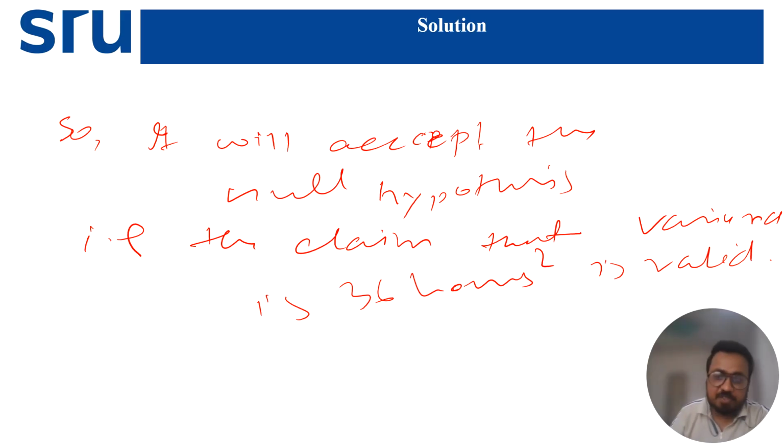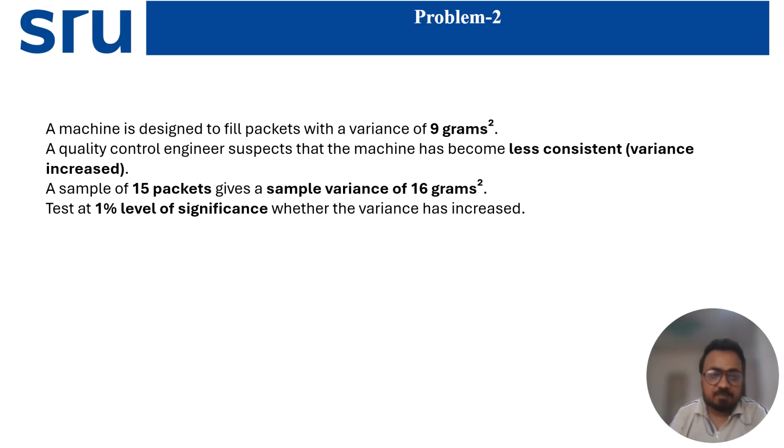Okay. Now we will discuss another problem based on this. A machine is designed to fill the packet with a variance of 9 gram square. A quality control engineer suspects that the machine has become less consistent. A sample of 50 packets gives a sample variance of 16 gram square. Test at 1% level of significance whether the variance has increased or not.